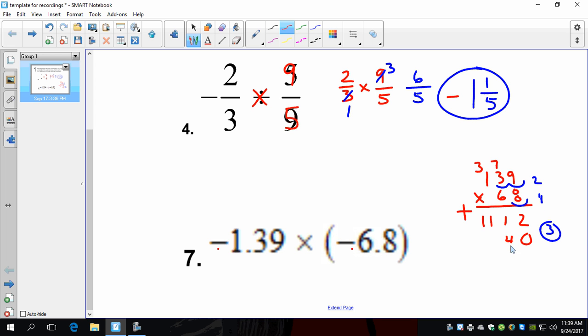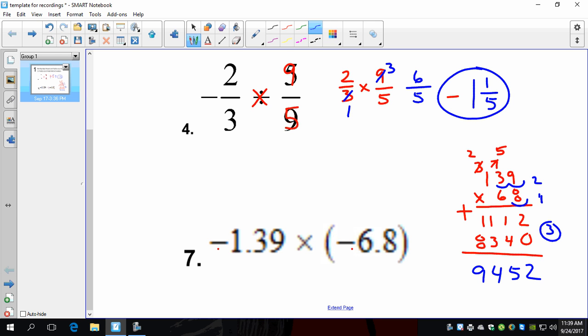6 times 9 is 54, carry the 5. 6 times 3 is 18, plus 5 is 23. Carry the 2. 1 times 6 is 6, plus 2 is 8. And we just want to add them up. 2, 5, 4, 9.